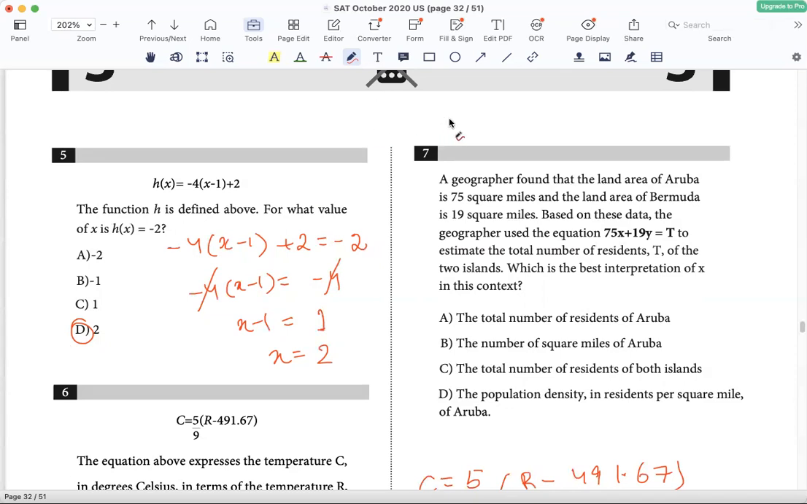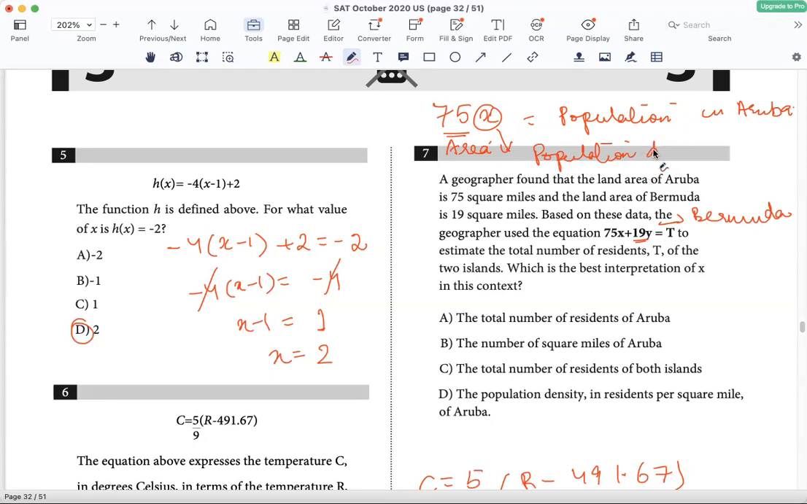So 75x is the population in Aruba, right? And 19y is the population in Bermuda. So if 75 is the area, then x has to be the population density, which means the population per unit area, right? Because that is why when we multiply it by the area, we get the total population. So this is the population density in residents per square mile of Aruba, option D.